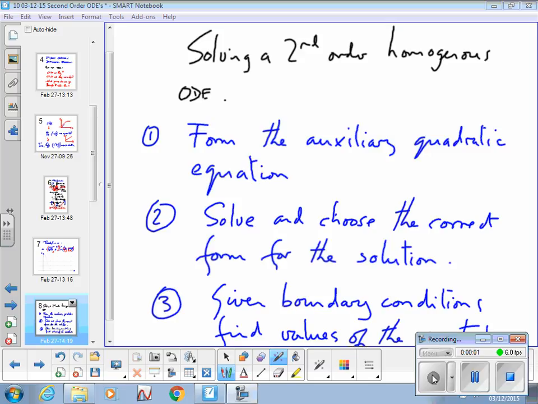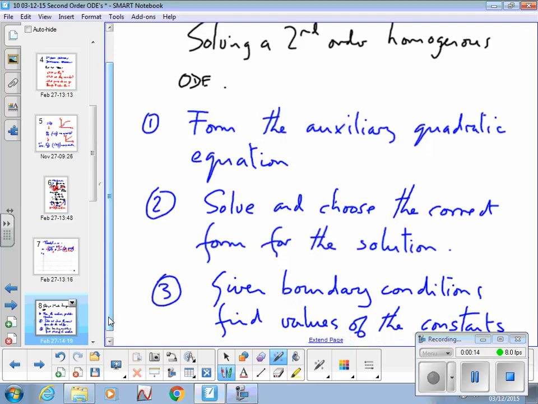Okay, here's the technique then, and that's the technique you follow, and if you're asked to do one of these in the exam, that's what you do. It's a 3-step program. Form the auxiliary equation, and we'll talk about that in a second. It's a quadratic equation if it's a second order differential equation.